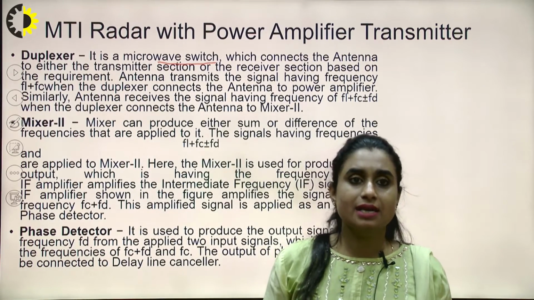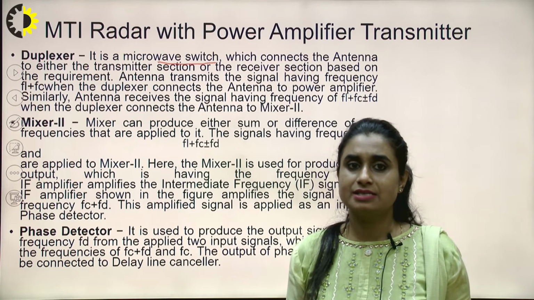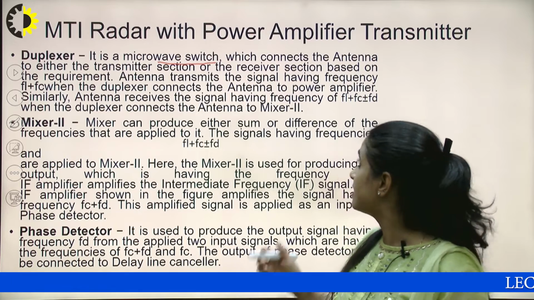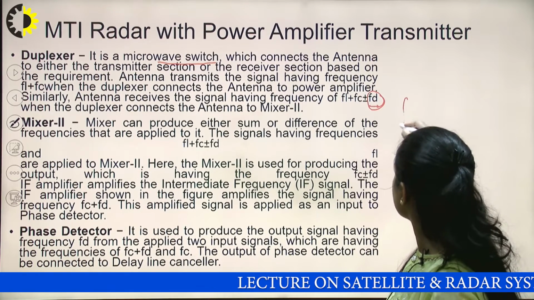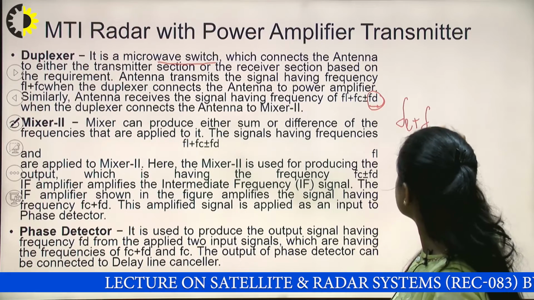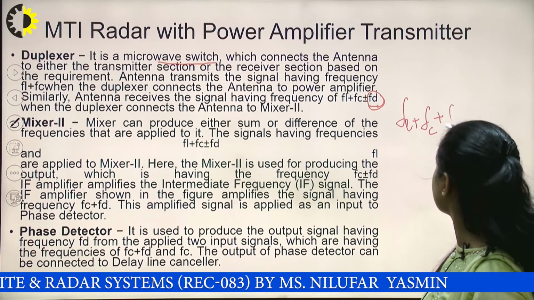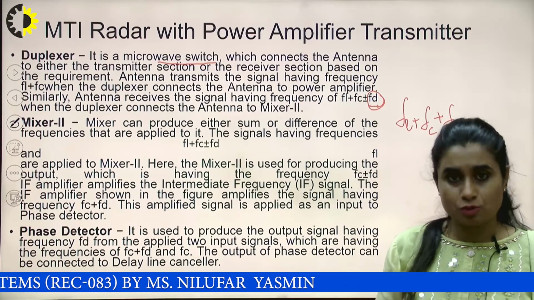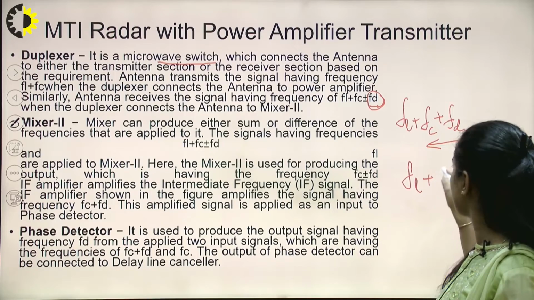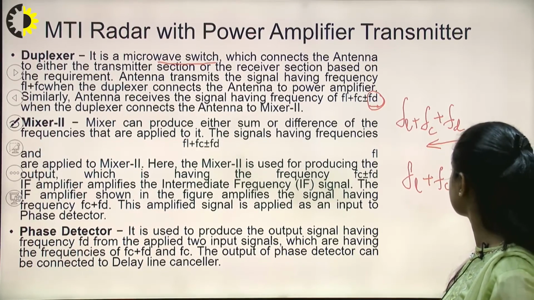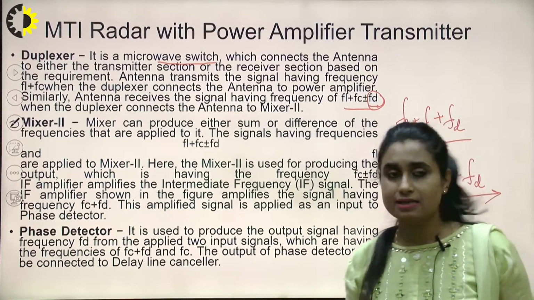When the duplexer connects the antenna to the power amplifier, similarly the antenna receives the signal having frequency FL plus FC plus or minus FD. Here FD is the Doppler frequency. You know, FL plus FC, when it's transmitted, at the time of reception this frequency could be increased by the value FD if the target is approaching, and if the target is leaving, that is going beyond, then this will be minus FD. So combining these two, we can rewrite this.